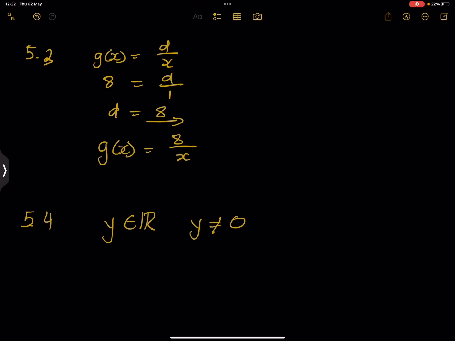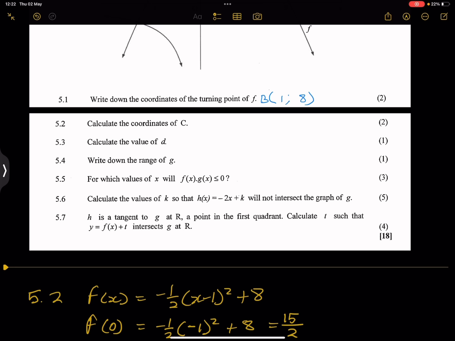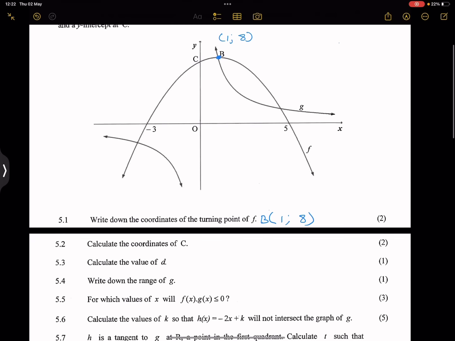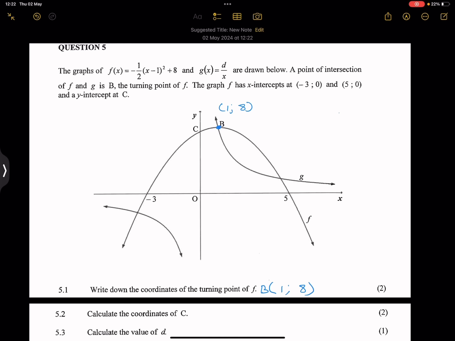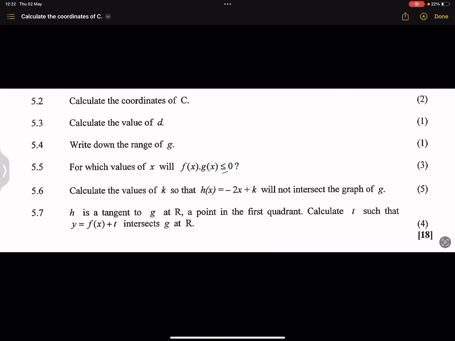Okay, right. So the next question says we need to now find, sorry, that's 5.5. So 5.5 says, for which values of x will f of x multiplied by g of x be less than or equal to 0? Now, very interesting. These questions, I know that they tend to give you guys a little bit of a hassle. Now, remember, if I'm looking for something that is less than 0, what does it mean? It means that it is negative. So in this case, that can only be when the signs are different, right?